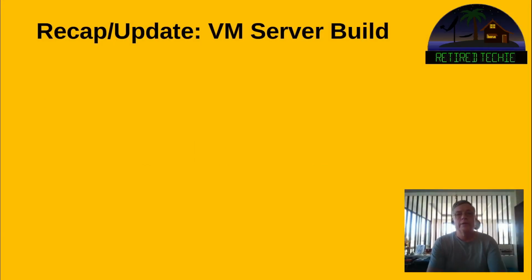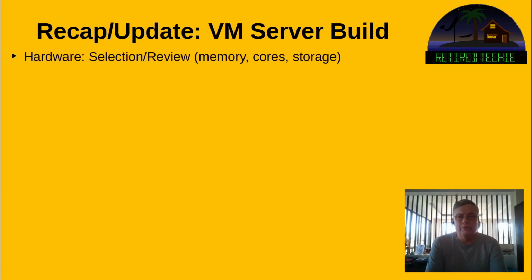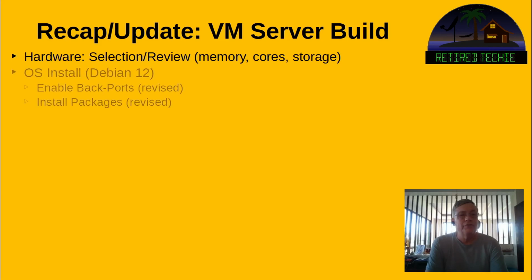Okay, let's get started. Hardware selection review. Well, we're using the same computers. That hasn't changed. 32 gigs of memory, 8 cores or 8 processors, 8 threads, 16 cores total. Storage, 1.25 terabytes. OS install is going to be Debian 12. We are, in this case, going to be enabling backports, and then we're going to be doing a slightly different package install when we get to that point.